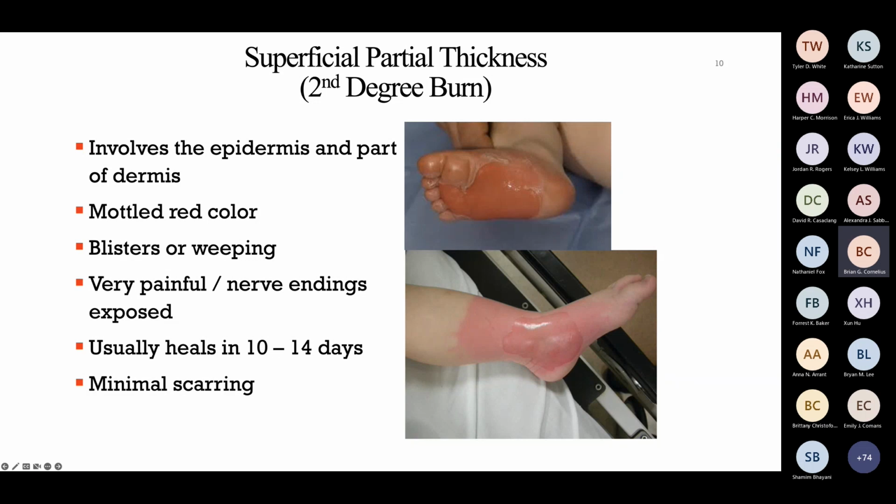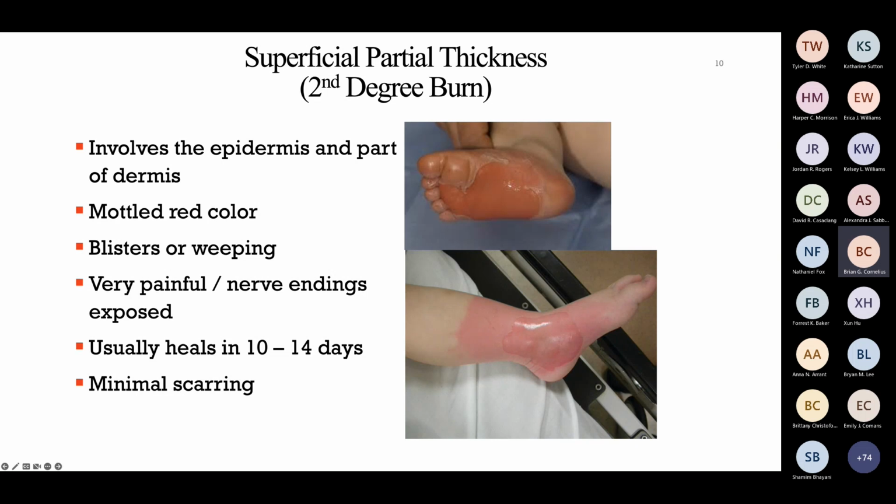Usually it's kind of got a mottled color to it. This is when you start to see blisters or weeping. So some of us have probably had sunburn in the past that was bad enough you actually had blisters. So you really had kind of a second degree burn there. These are very painful because a lot of times you're going to have exposed nerve endings. So it's really uncomfortable for people.